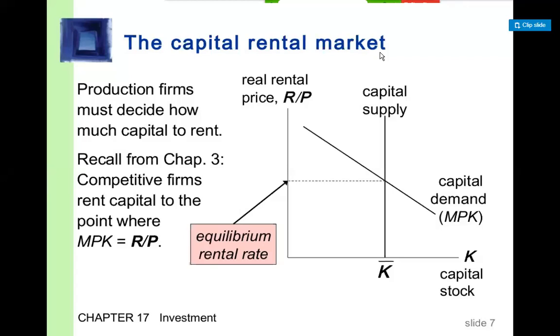So competitive firms will decide to rent capital at a point where marginal product of capital is equal to the real rent. Now we are going to explain the diagram.